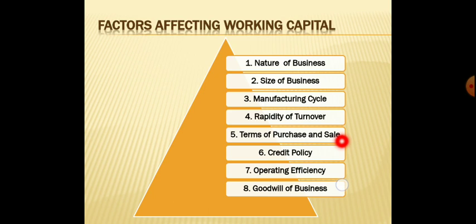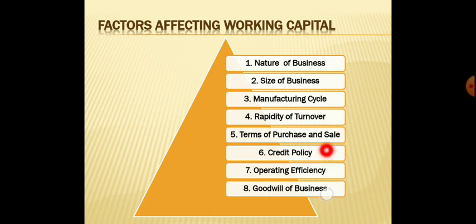Next comes terms of purchase and sale. Now, if you are purchasing goods on credit and selling them in cash, you definitely require less working capital. On the other hand, if you are purchasing in cash and selling on credit, you will require more working capital.